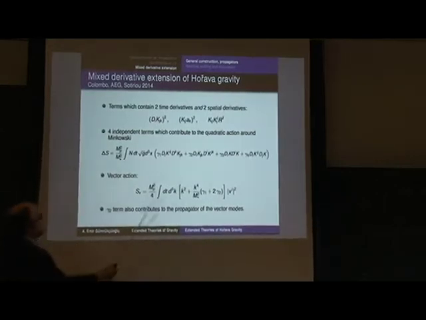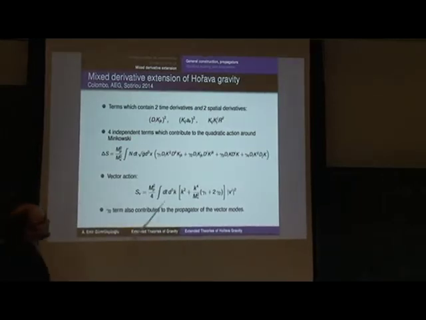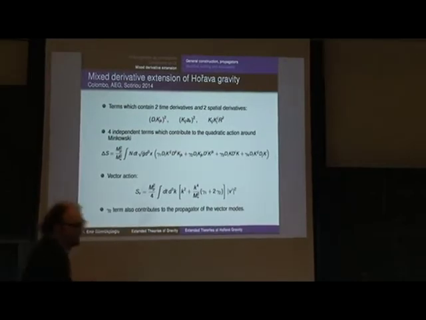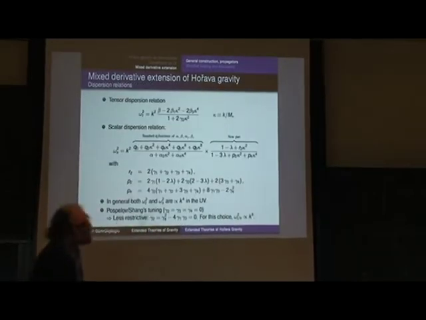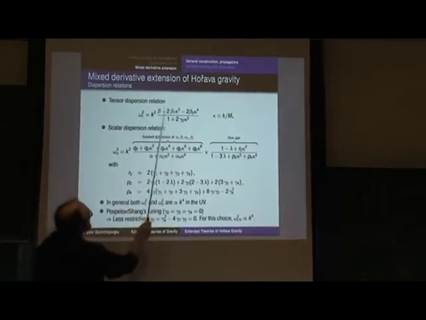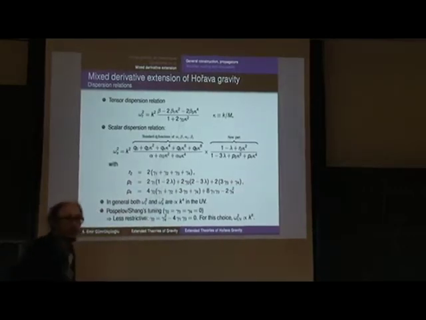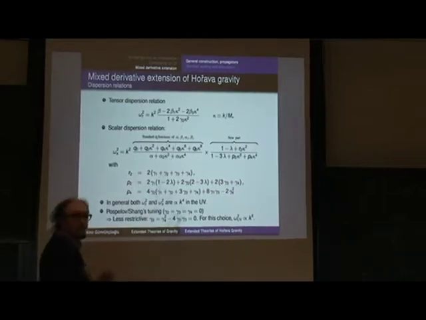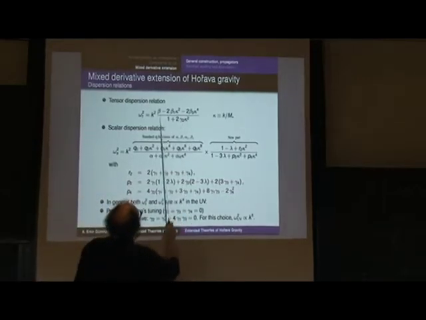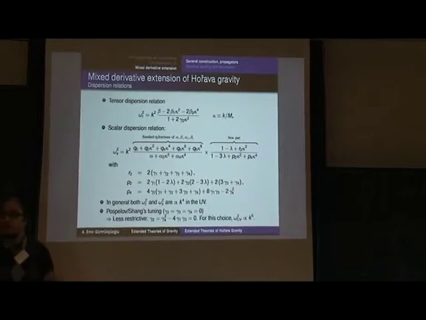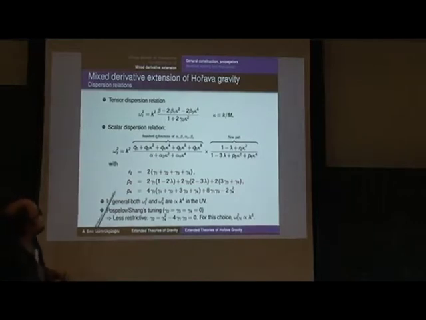And if you do a calculation of the vector action, you see that the new k to the 4 part is contributed by not only this term that they use, but also this gamma 2 term. The second piece of information is that the tensor dispersion relation becomes this. Now these betas are the original Horava coefficients, and this gamma 2 is one of the new ones. So what you see here is if gamma 2 has a generic value, in the UV this part is k squared, and you have a k squared here, so your dispersion relation, instead of being k to the 6, now is k to the 4.